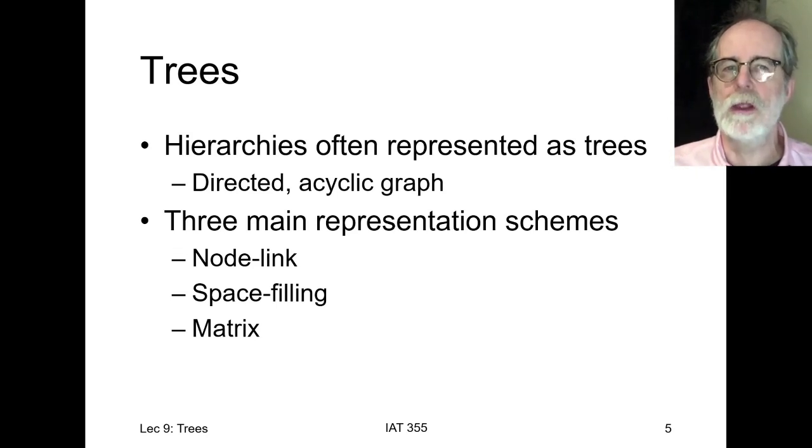So there are 3 main visualization styles for representing trees. One is the node-link diagram. The other is space filling, or enclosure, as Munzner says in her book. And the third is matrix, and we'll deal with that third.